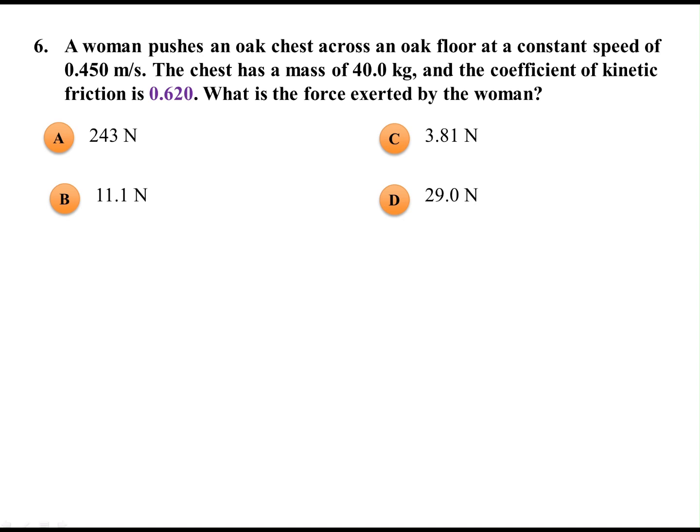A woman pushes an oak chest across an oak floor at a constant speed of 0.45 meters per second. The chest has a mass of 40 kilograms, and the coefficient of kinetic friction is 0.62. What is the force exerted by the woman?